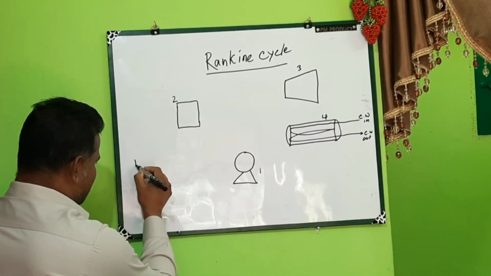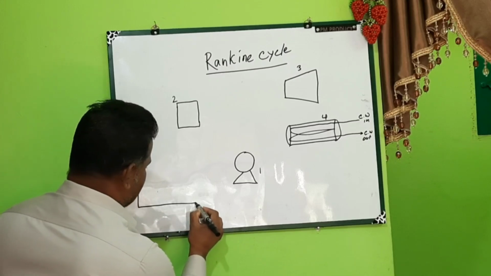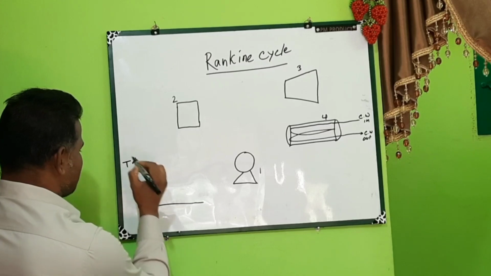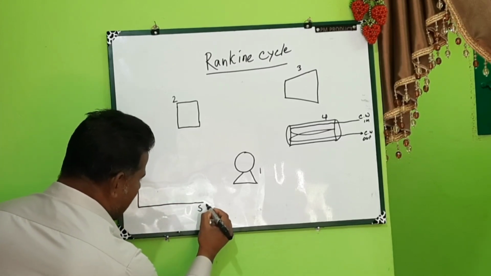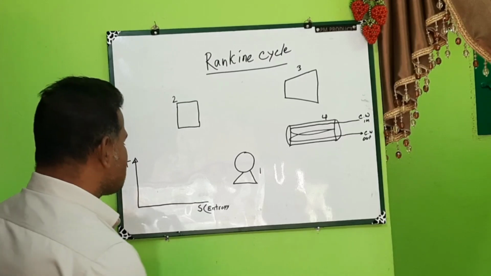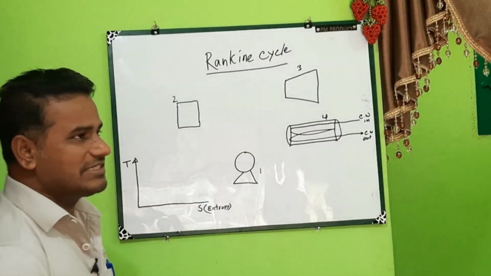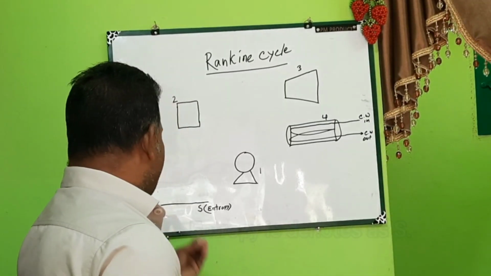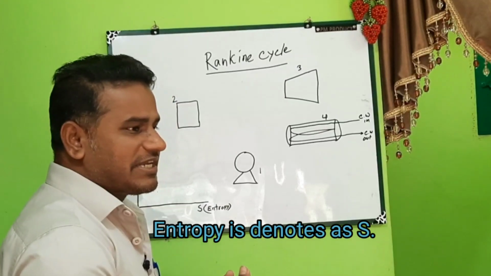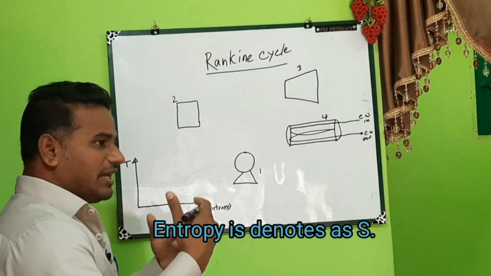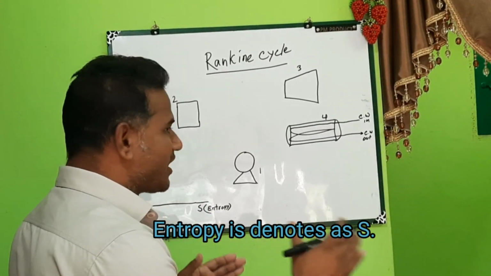This diagram I am making is a TS diagram. On this side is temperature, T, and on this side S means entropy. Let me briefly say what entropy is. Entropy means randomness of molecules, or you can say disorderliness of molecules. At absolute zero temperature, entropy is normally 0. If temperature increases, entropy increases, the randomness of molecules increases.